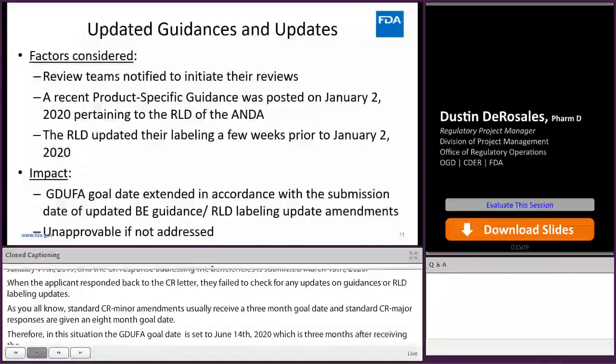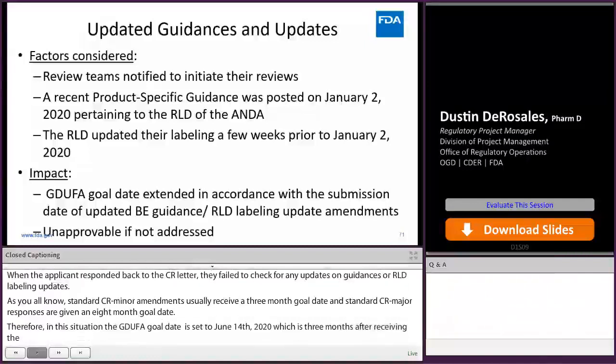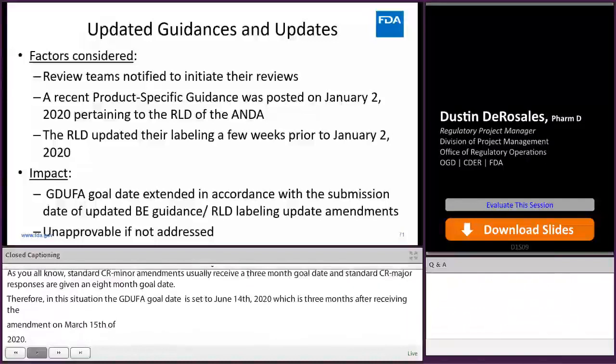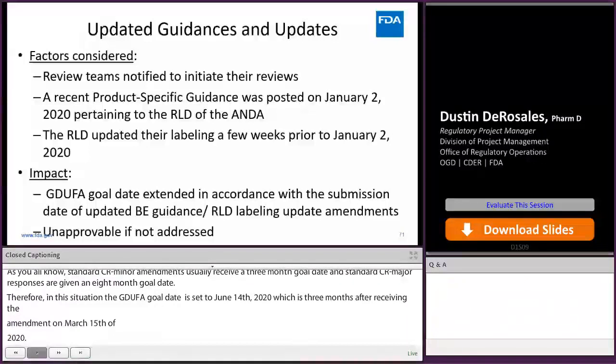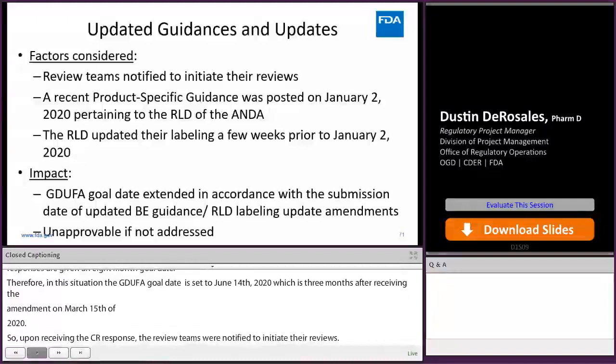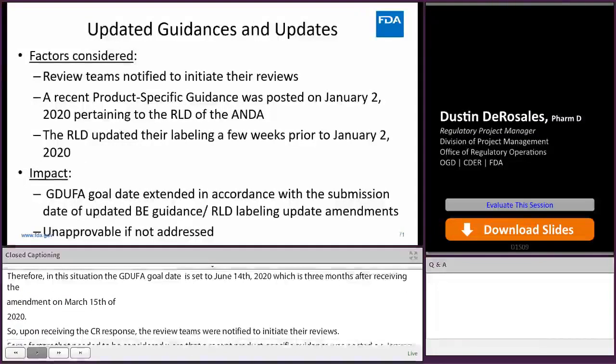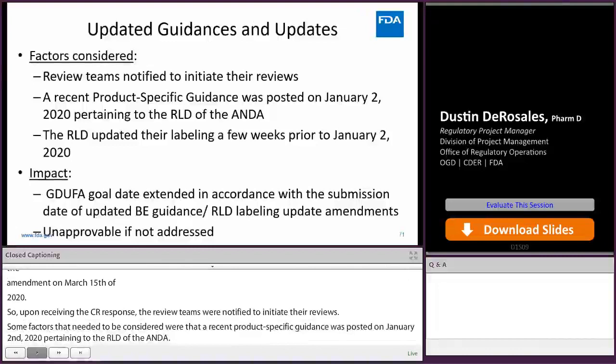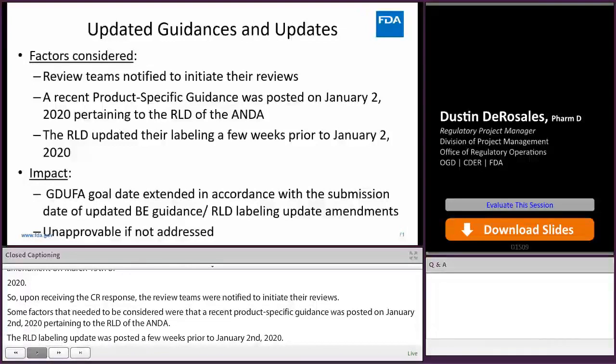So upon receiving the CR response, the review teams were notified to initiate the reviews. Some factors that needed to be considered were that a recent product-specific guidance was posted on January 2, 2020, pertaining to the RLD of the ANDA, and an RLD labeling update was posted a few weeks prior to January 2, 2020.